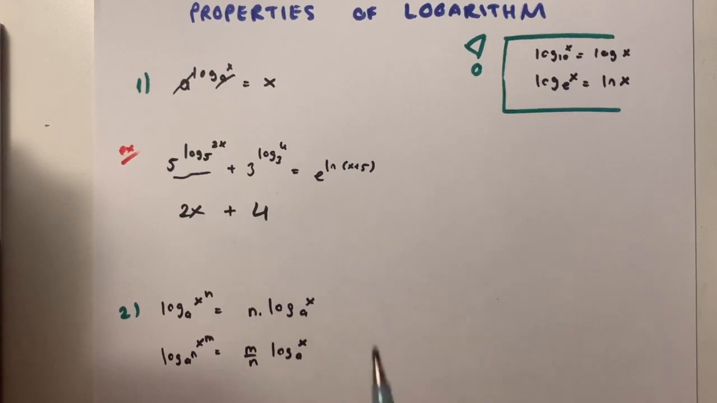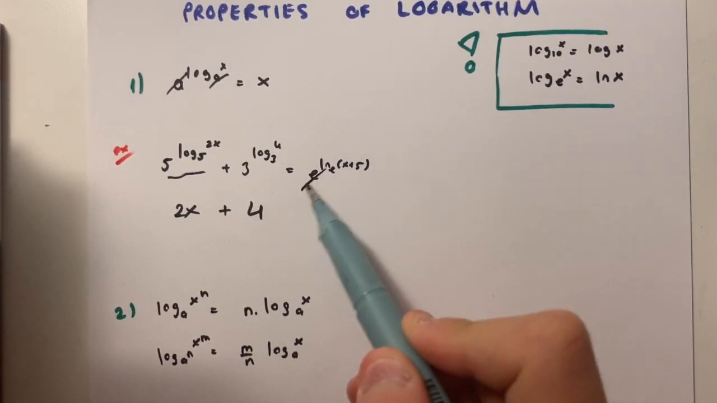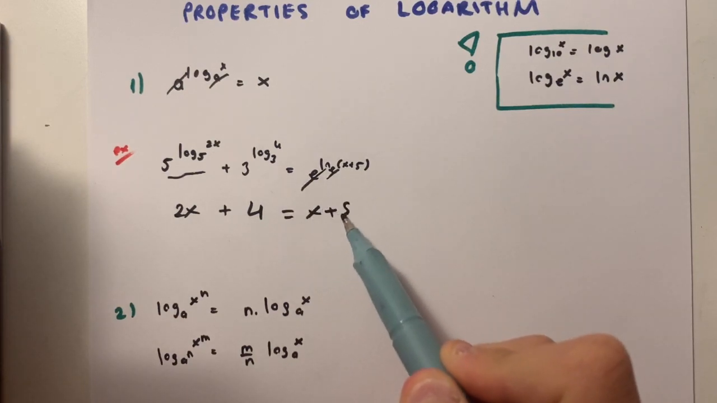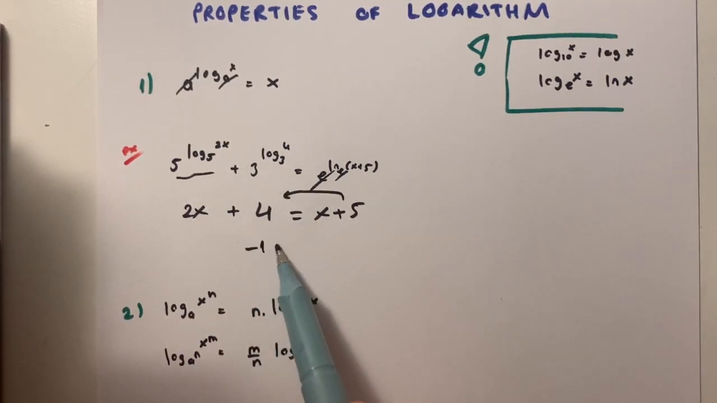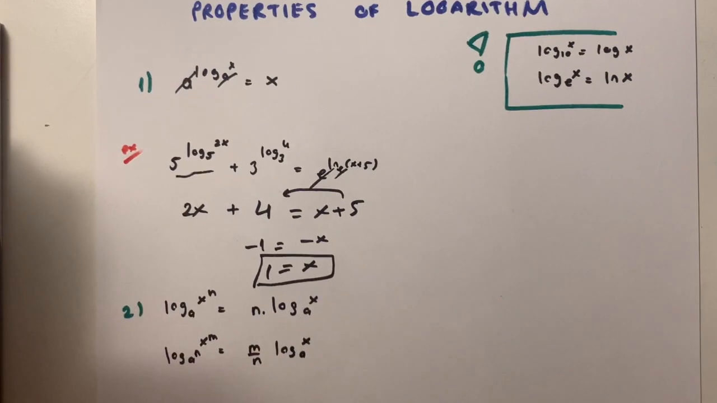Let's continue again. As you can see, there is a secret a, so these a's cancel each other and this equals x plus 5. Let's rearrange the whole equation. And as you can see, x equals 1. You just solve the equation and that is actually easy.